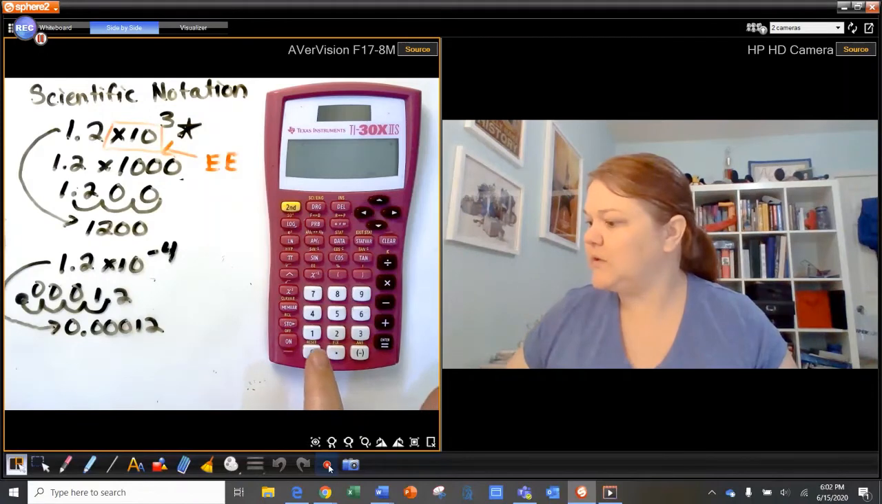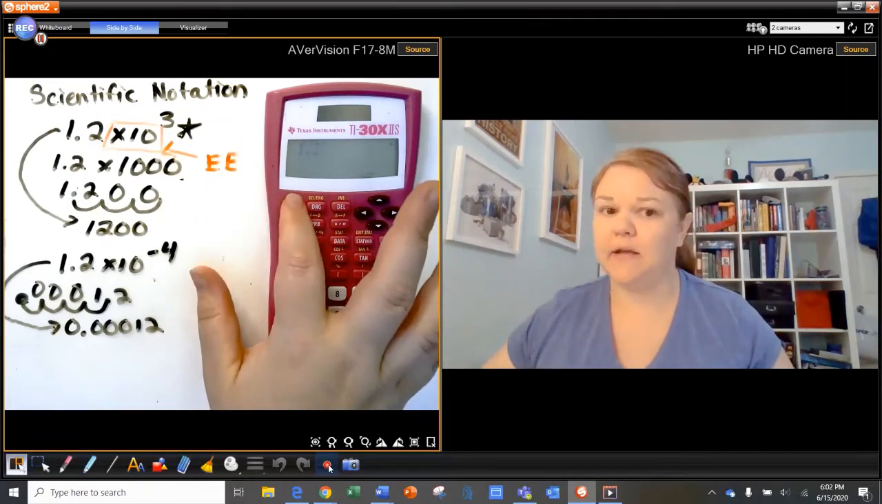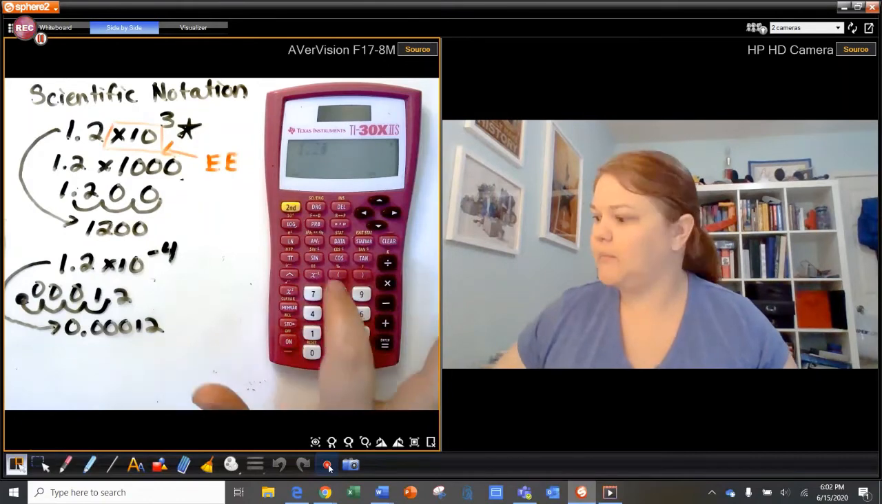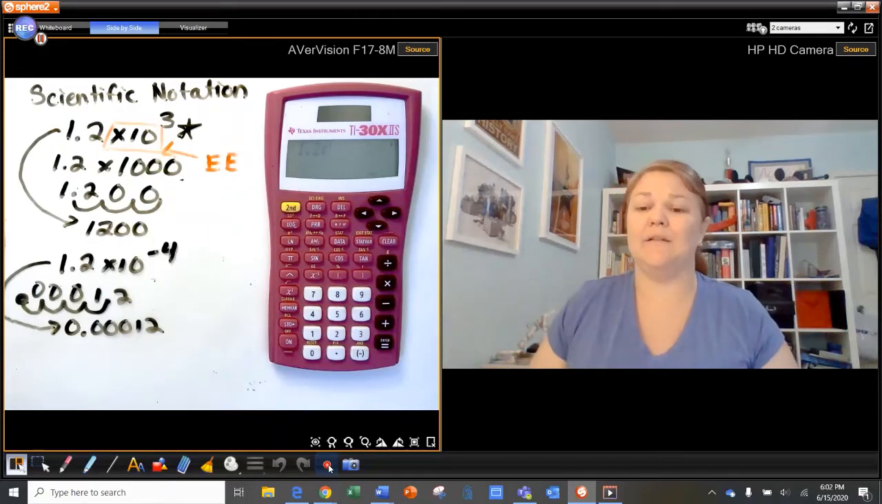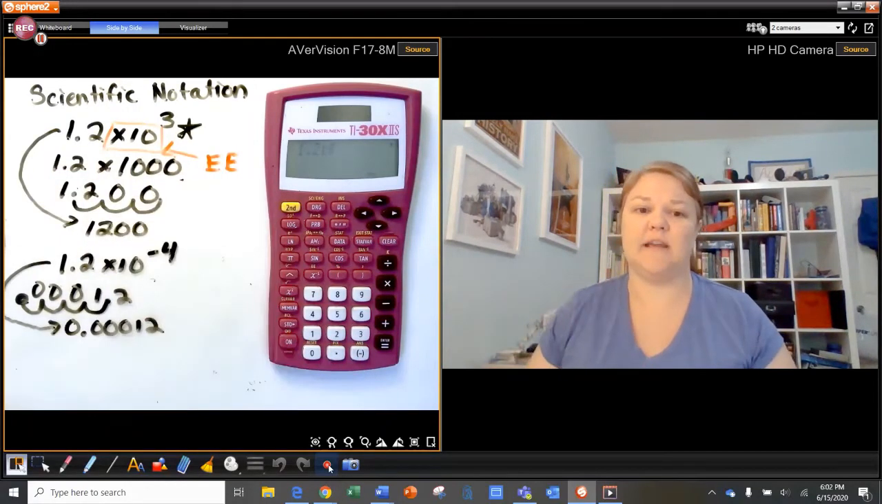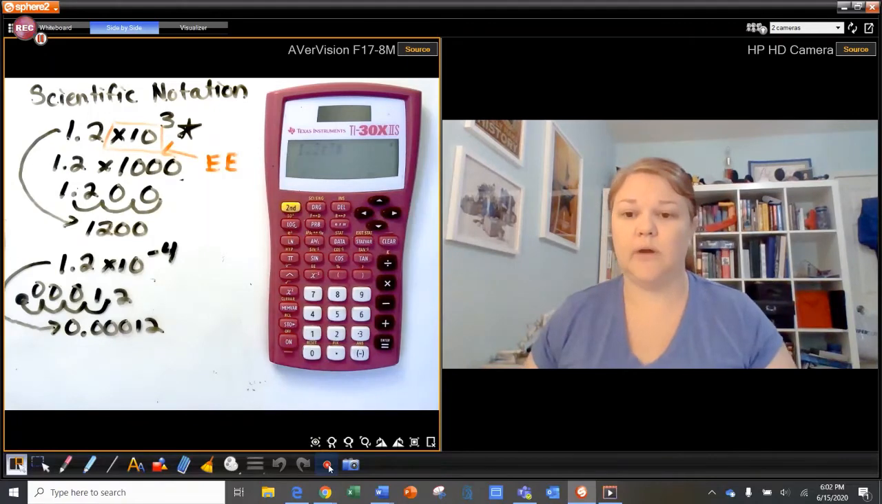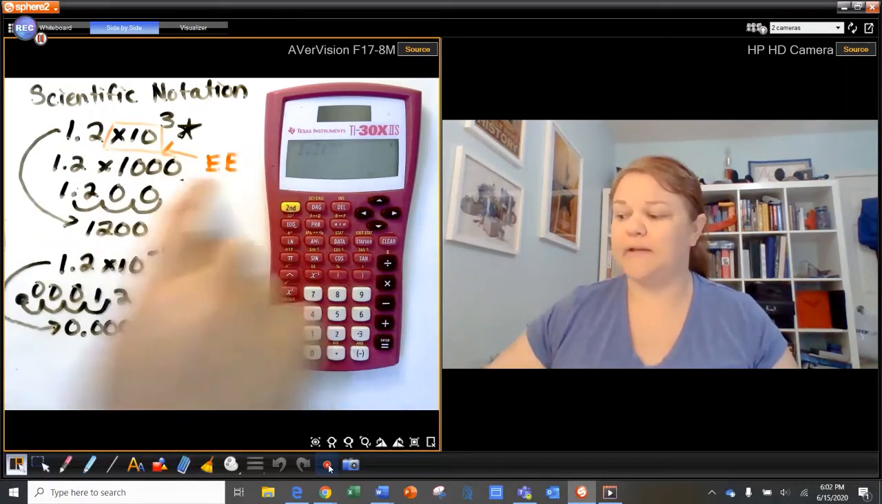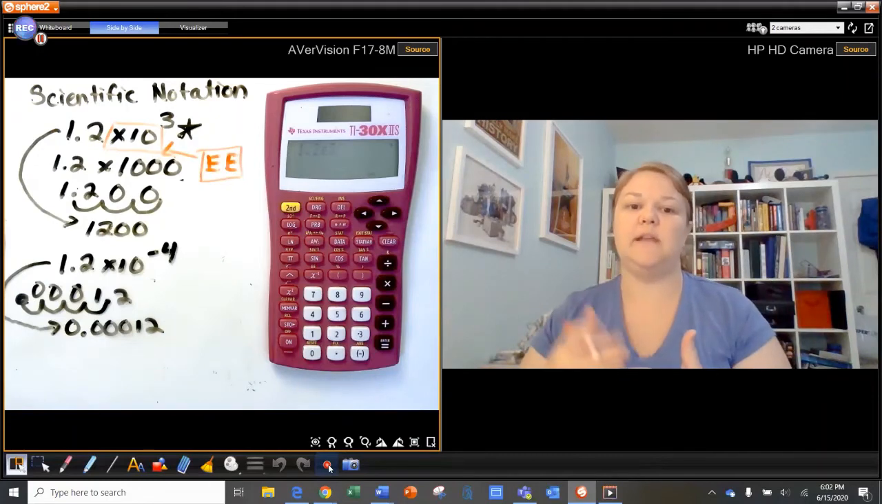Well, if I wanted to type in this number, I'd start with my 1.2, put that in. Now, I want that EE, so I'm going to hit second, because it's in yellow on my calculator, and then I'm going to hit that button. Right, we're going to use that function. So now it says E. Well, that E takes the place of the times 10, so we don't have to put times in, we don't have to put in anything extra, we just put in E. And then we need the 3, so we hit 3. So this is taking the place of the times 10, we use that EE to replace it. And on your screen, it should say 1.2 E3.